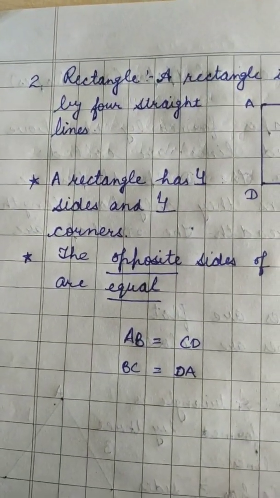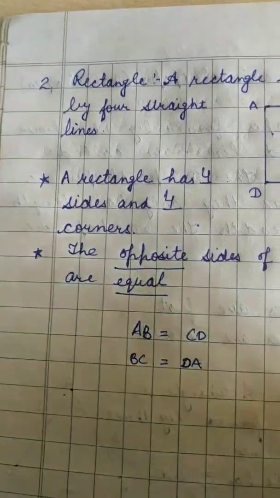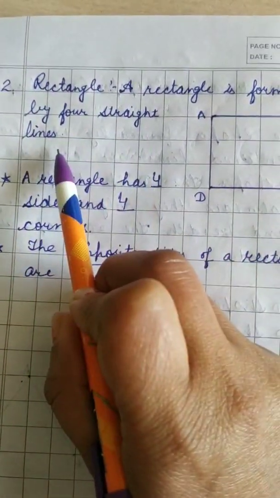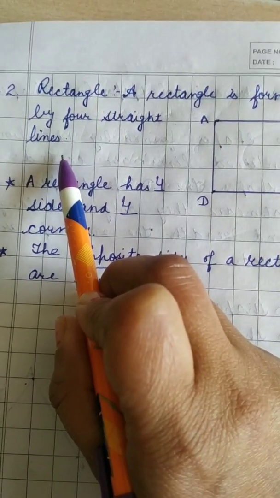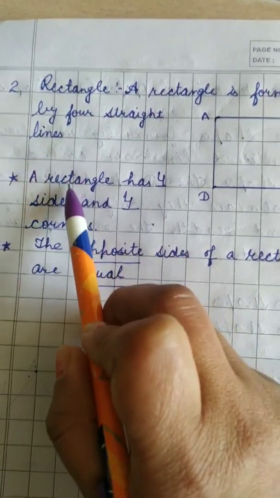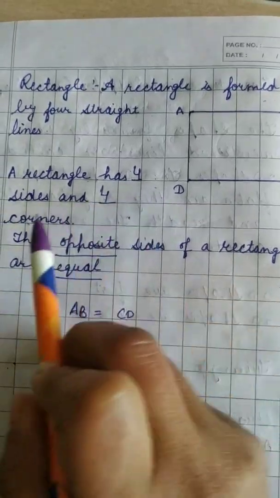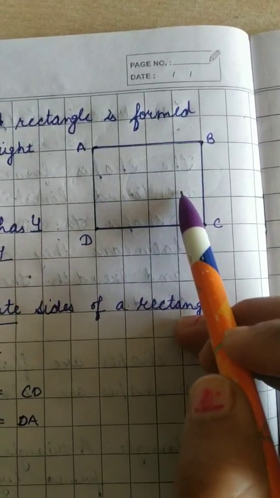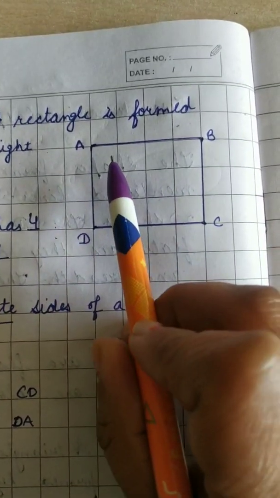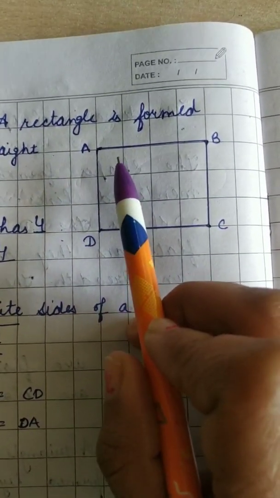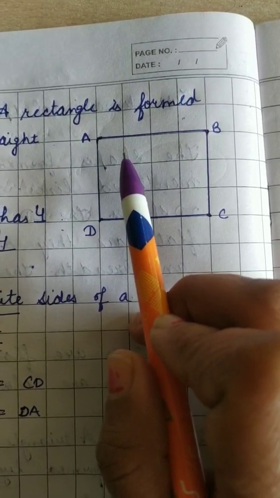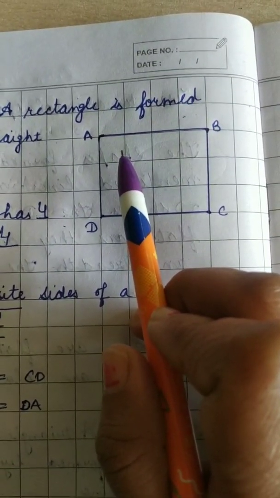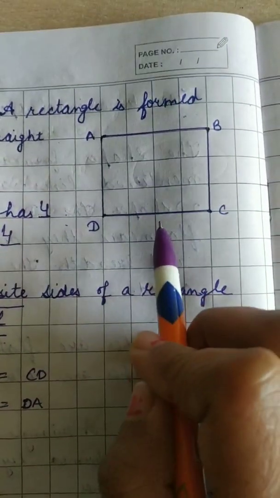Second one which we are going to do is rectangle. See, a rectangle is formed by 4 straight lines. A rectangle has 4 sides and 4 corners. See children, like we had drawn the triangle, the same way we have to take 4 points here. But the thing which we have to remember here is that we have to take 2 sides longer and 2 sides shorter. The opposite sides will be equal.